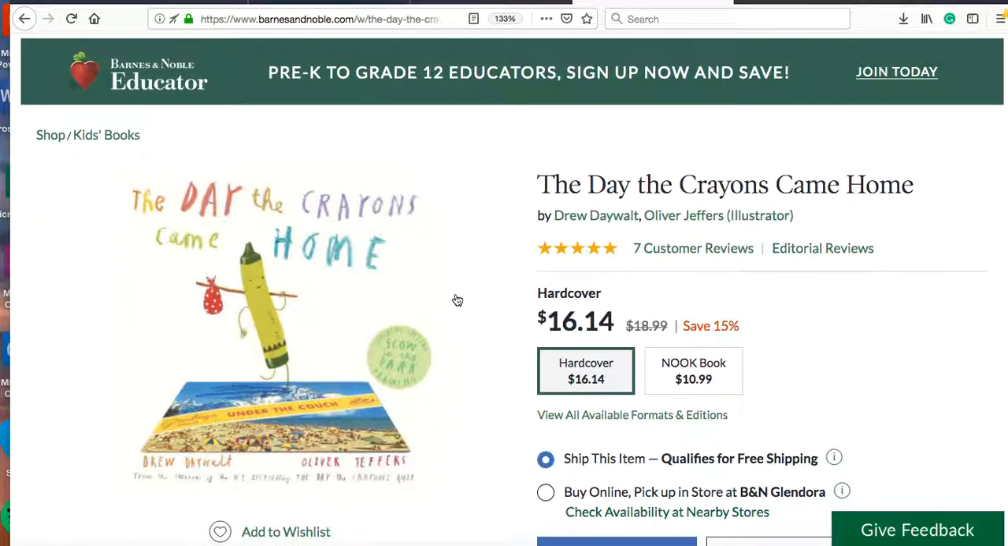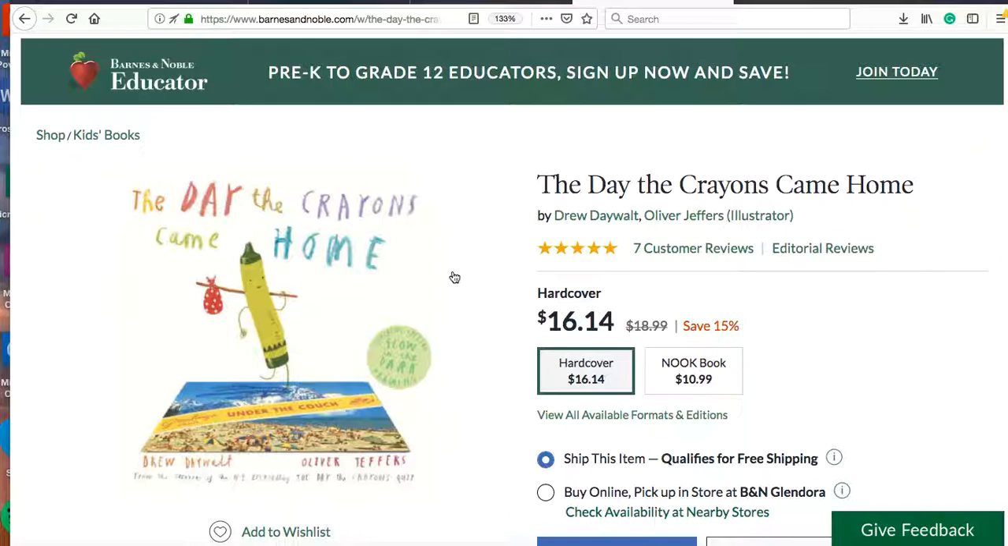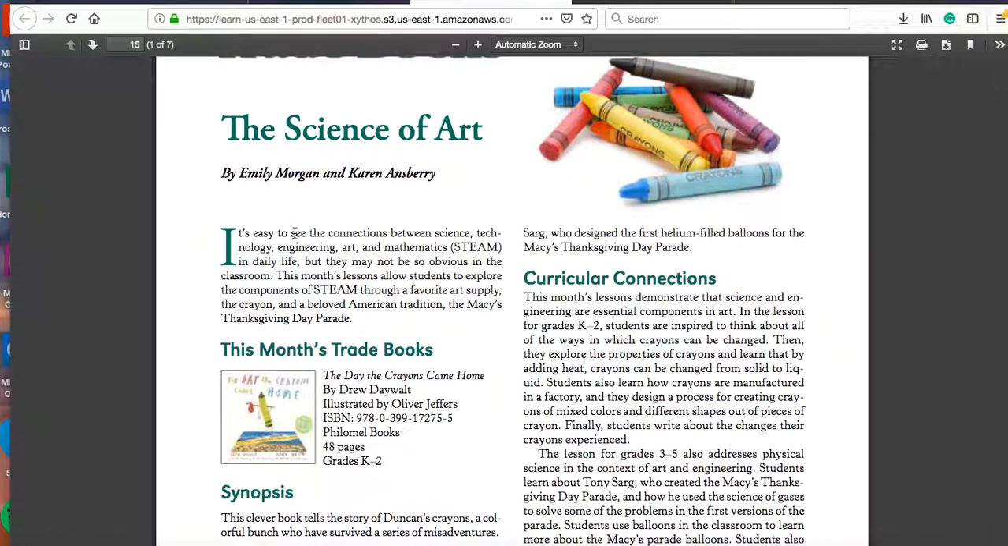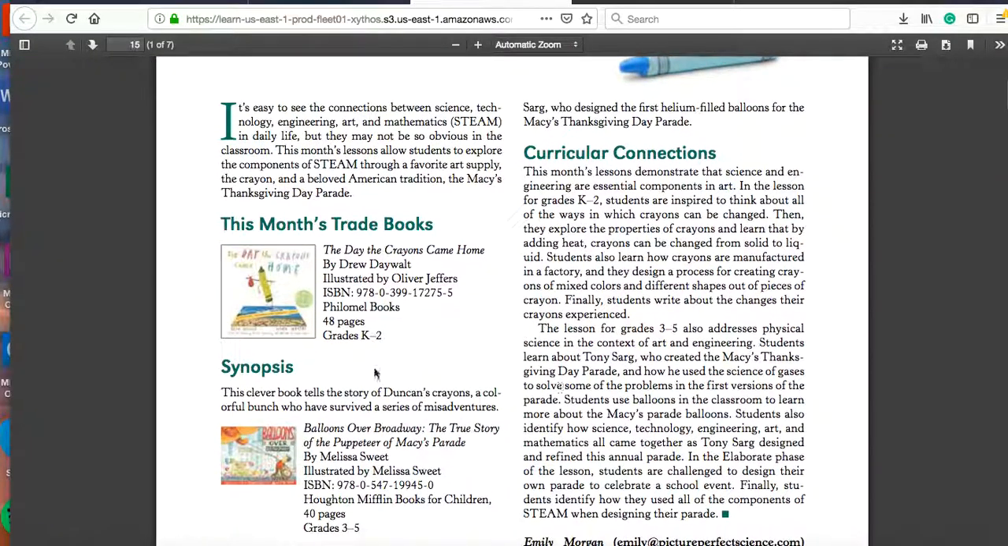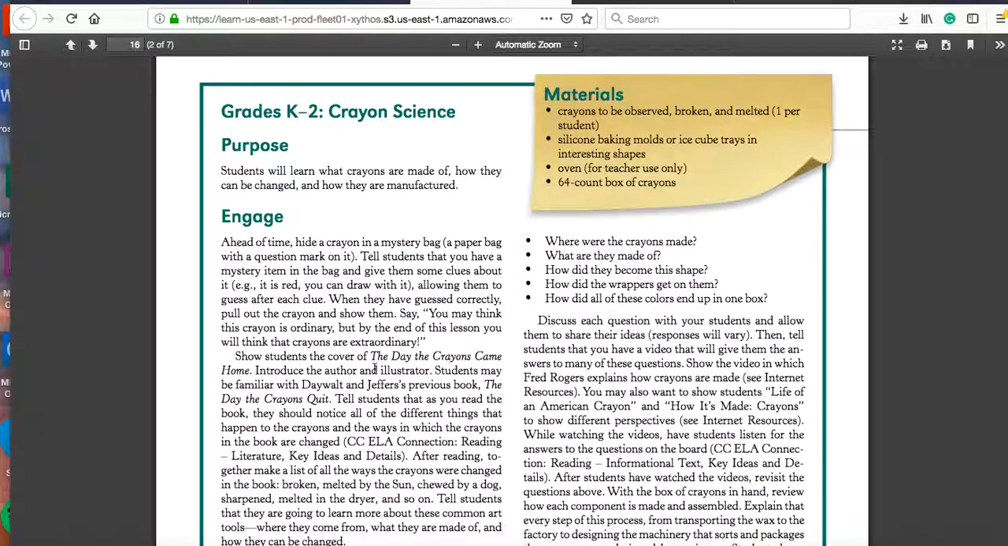The basic premise of the story is that the crayons go through all of these different challenges, such as being eaten by animals, being changed chemically due to heat from the sun, and so forth, and they're eventually able to return home. The basic idea of this lesson plan is that students are inspired to think about the ways in which crayons can be changed.